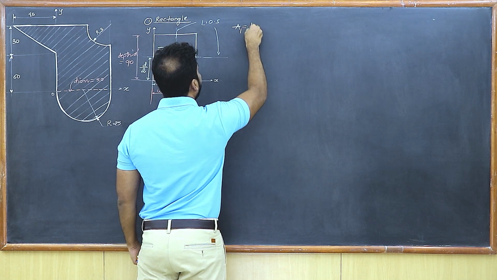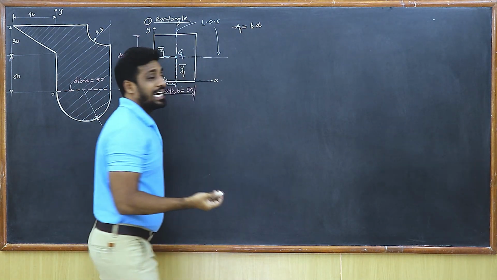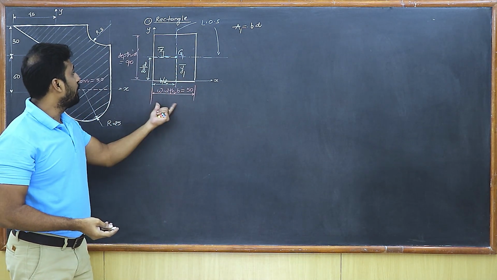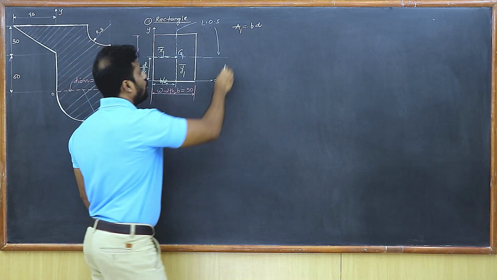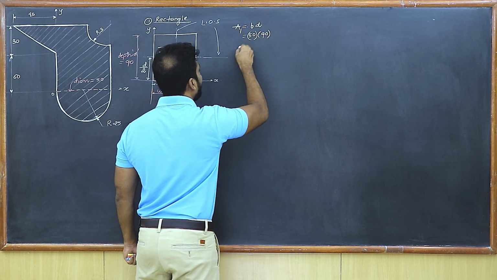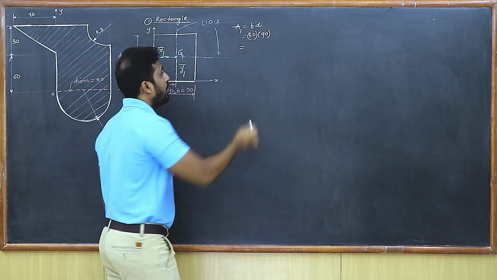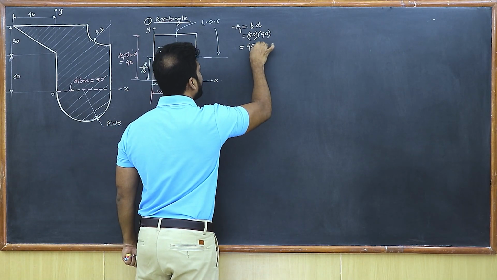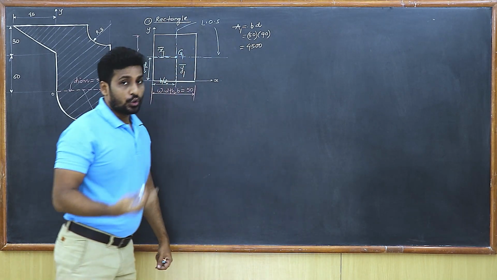So A1 is b into d because it's a rectangle. So you just need to multiply the width and the depth. So that is going to be 50 into 90. If you want, you can simplify. It's 9 5s are 45 and then 2 zeros. So that becomes 4500 unit square, isn't it?